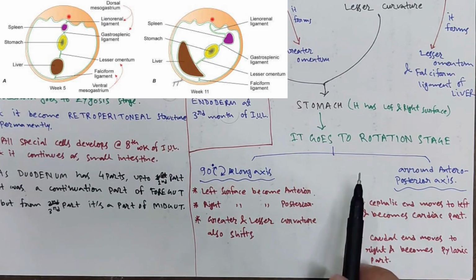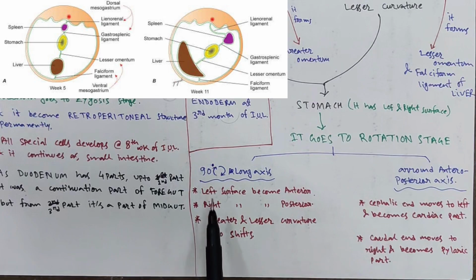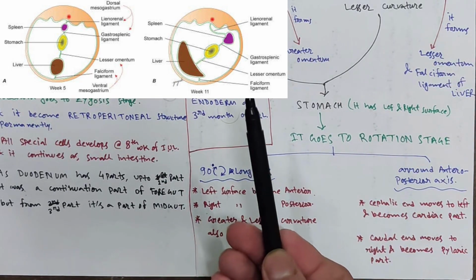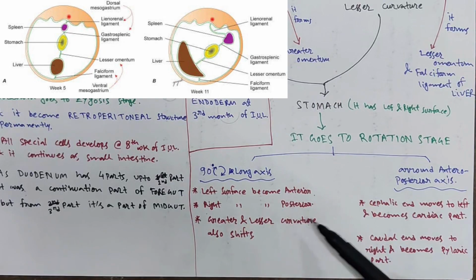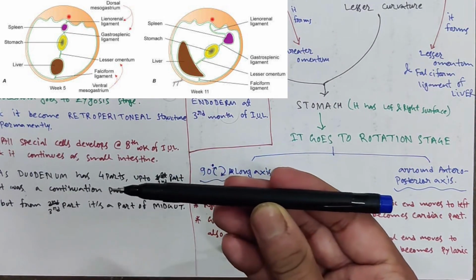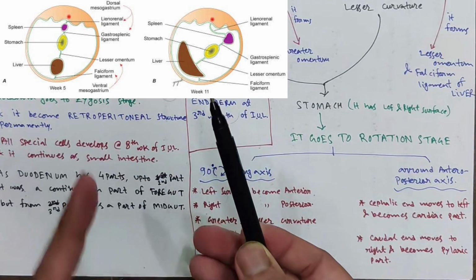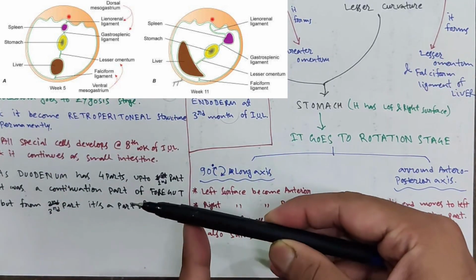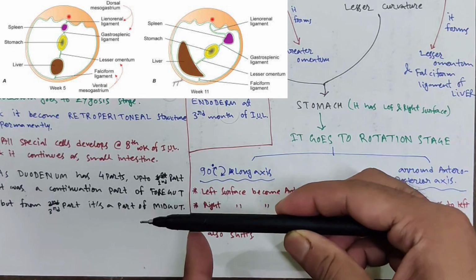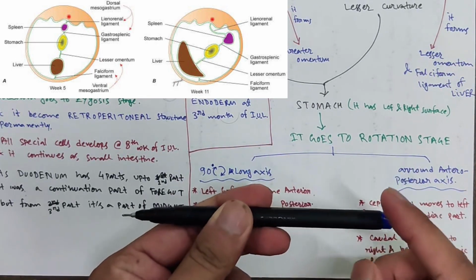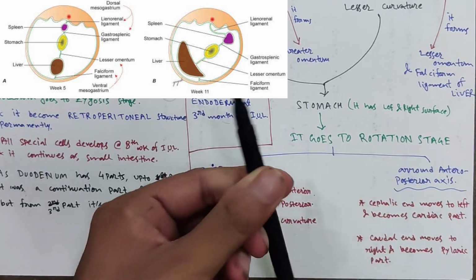Now this stomach goes through a rotation stage. First of all, 90 degrees clockwise along the axis. First of all, the left surface becomes anterior. It was left, now it becomes anterior. Now the right surface becomes posterior. Suppose this is the stomach. So the left surface is going 90 degrees clockwise. With this 90-degree rotation, the left surface becomes the anterior, the ventral, and the right surface automatically becomes the posterior.